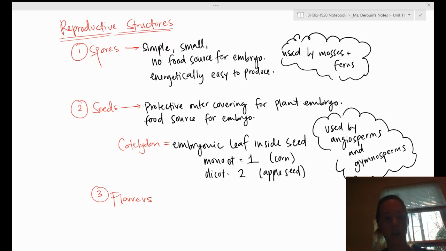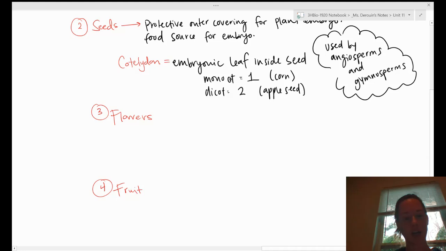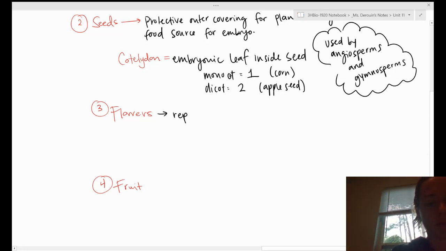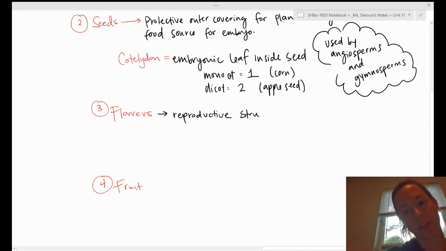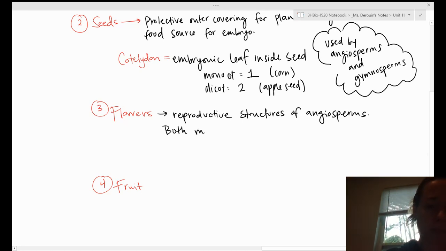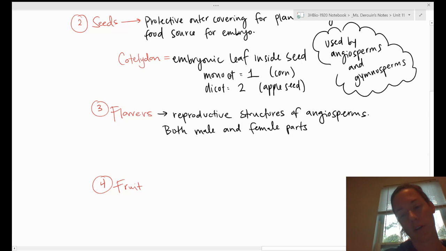All right, so another reproductive structure is a flower. These are reproductive structures of angiosperms, flowering plants. They have both male and female parts, which we'll label in just a second on a flower picture.